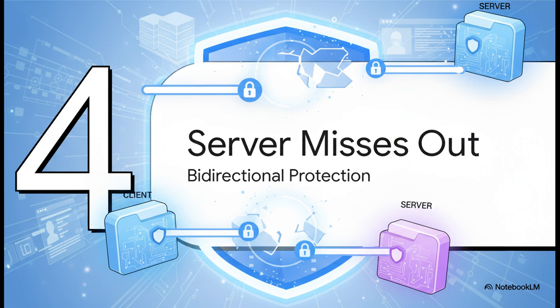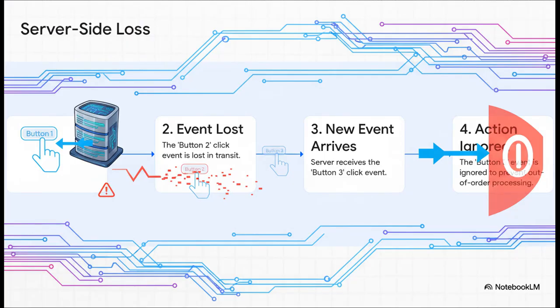The framework is just as watchful for messages going from the client to the server. Okay, let's look at the other side of the coin. A user clicks button 1, server gets it, awesome. Then they click button 2, but that network gremlin strikes again and the event packet is lost. Finally, they click button 3 and that one makes it to the server. Just like on the client, the server is keeping score. It sees this event from button 3 show up, but it knows it's expecting an event from button 2 that never came. So to stop itself from processing events out of order and messing up the state, it simply ignores the event from button 3.